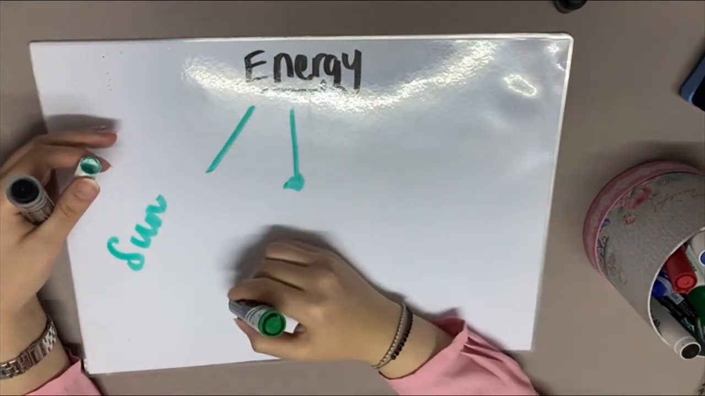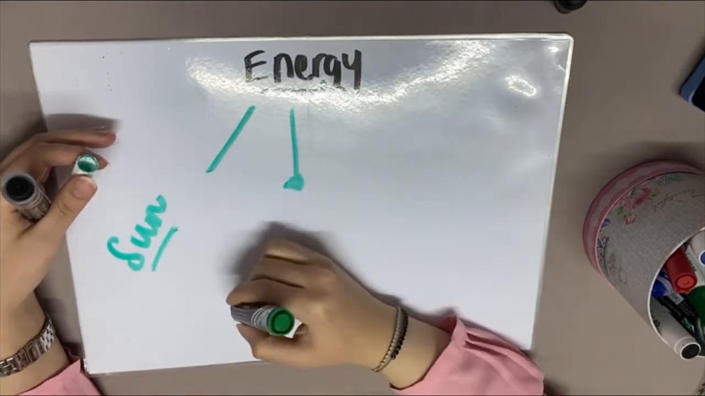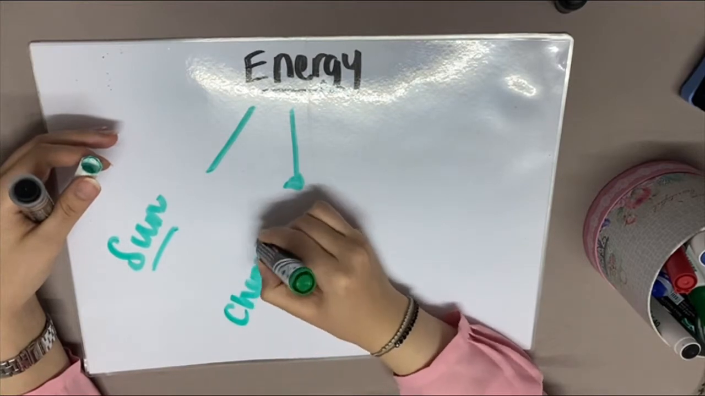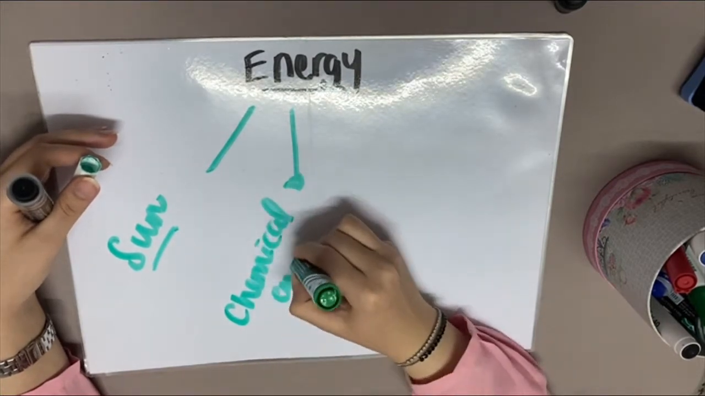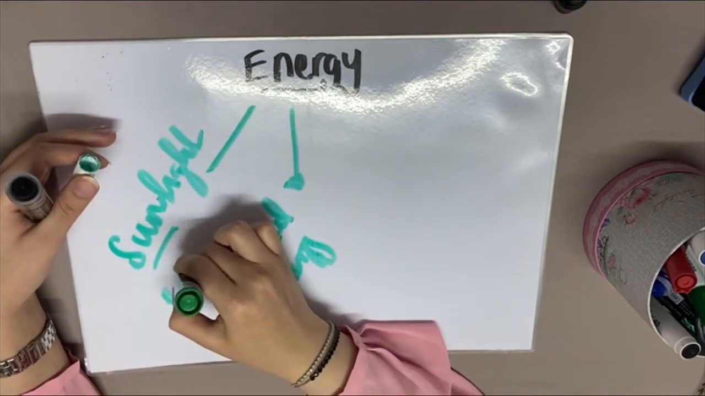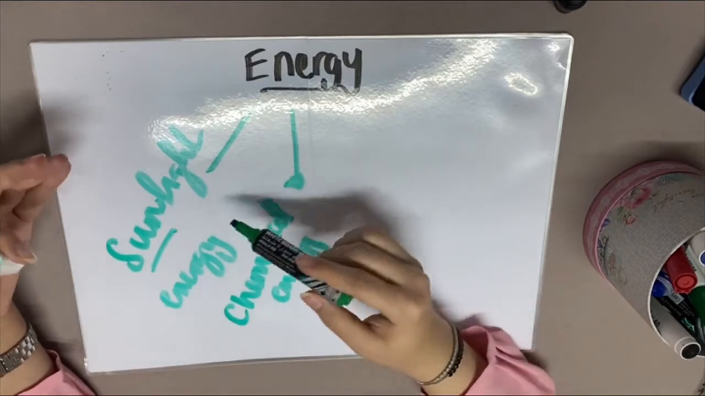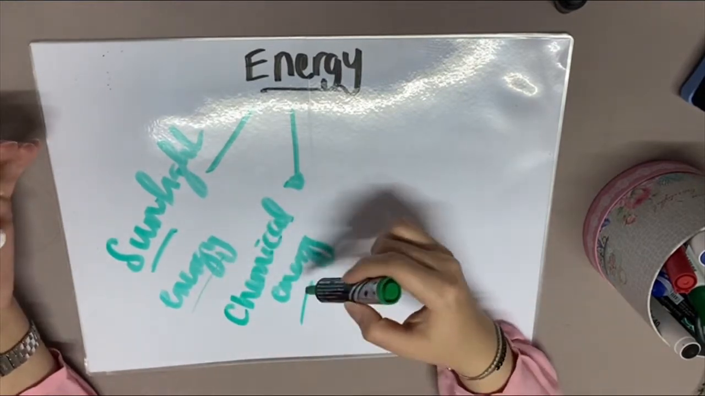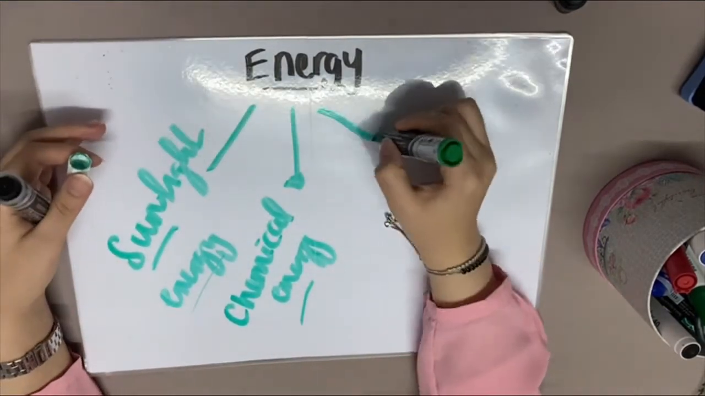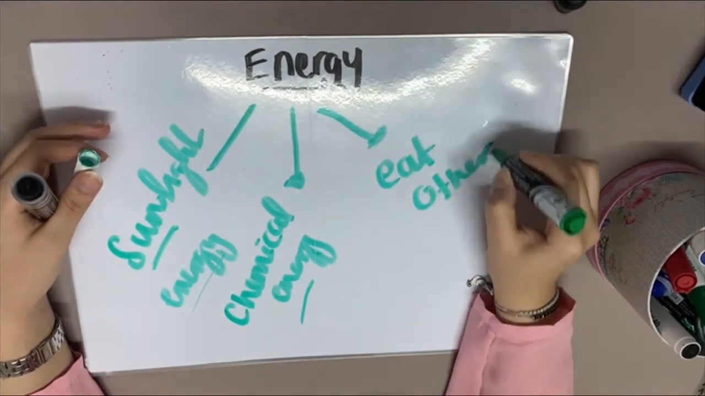Let's go first for the ones that cannot convert their energy from the sun. They take it from chemical energy. They convert chemical energy into food. Sunlight energy. And the organisms that cannot convert sunlight energy or chemical energy, what they do is they eat other biotic factors.